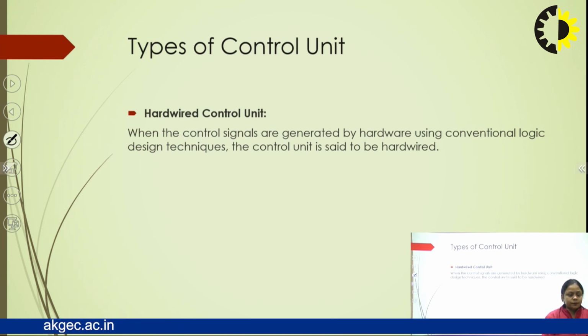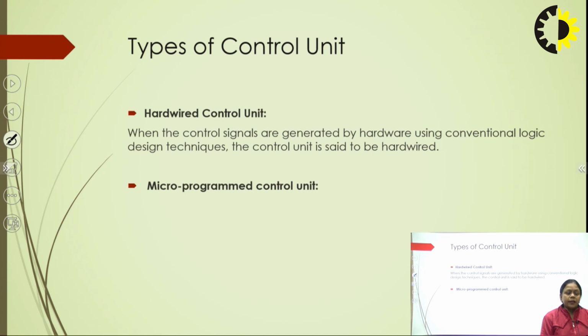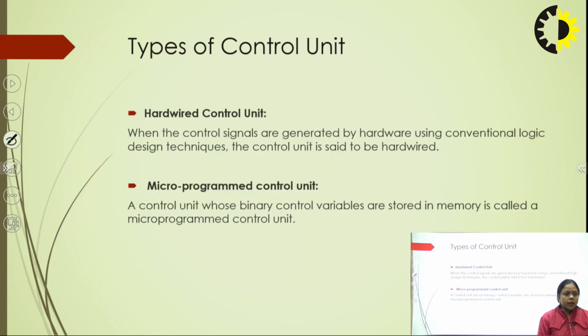Another way to implement a control unit is the microprogram control unit. In this case, we have a program to generate control signals. The program is known as a microprogram, and it is constituted of different micro instructions. A group of micro instructions is known as a microprogram, which is stored in a special type of memory known as control memory. So overall signals are generated with the help of a program known as a microprogram. A control unit whose binary control variables are stored in memory is called a microprogram control unit.